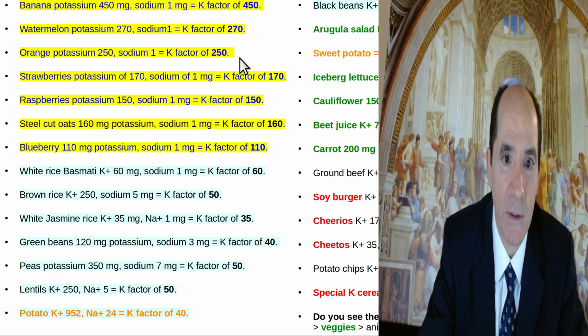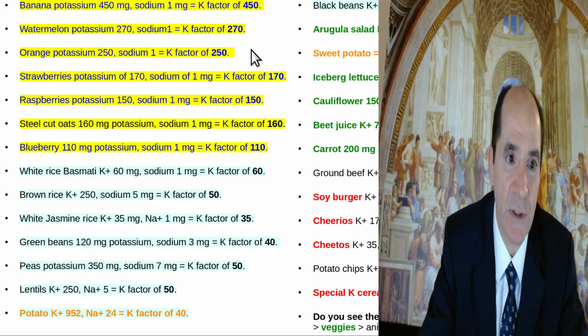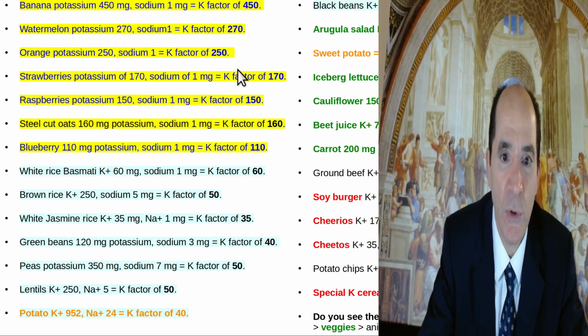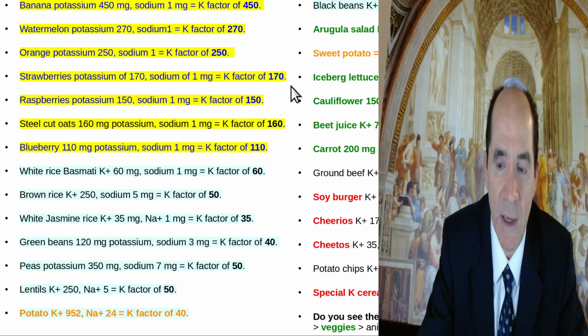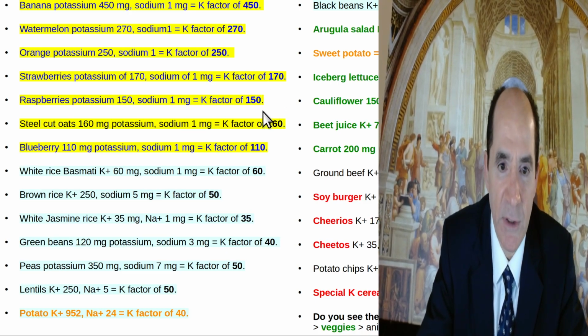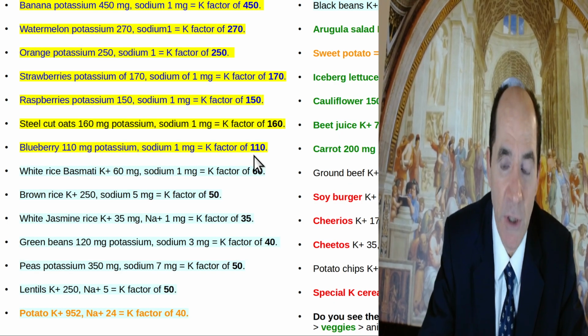In a watermelon, 270 times more potassium than sodium. In an orange, 250 times. Strawberry, 170 times. Raspberries, 150 times. Steel-cut oats, 160. So I think we're made to eat fruits and starches, okay?